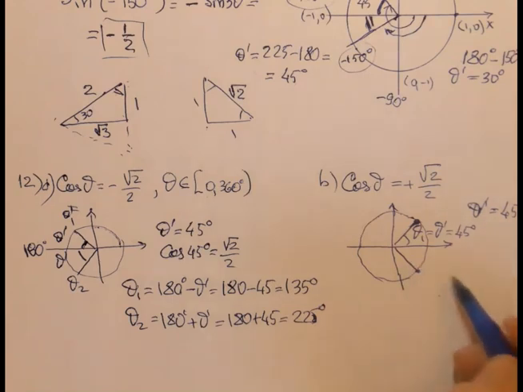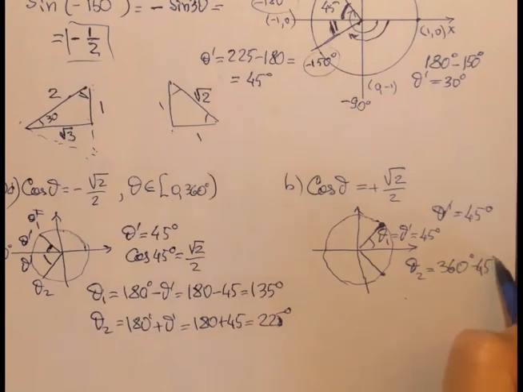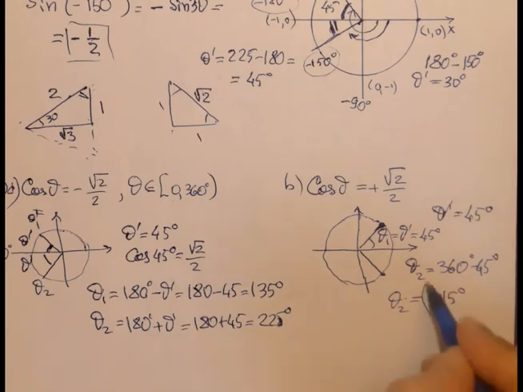And the second angle will be 360 minus 45 degrees, or 315 degrees. So also two solutions.